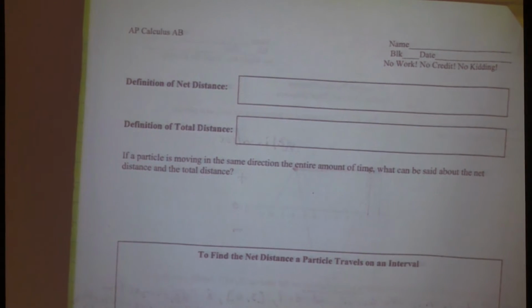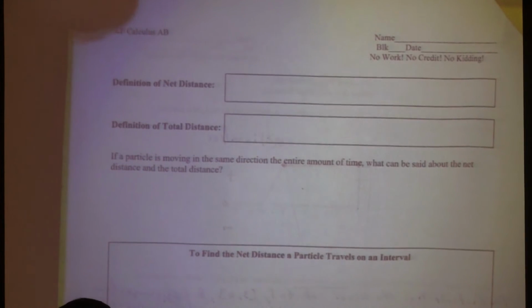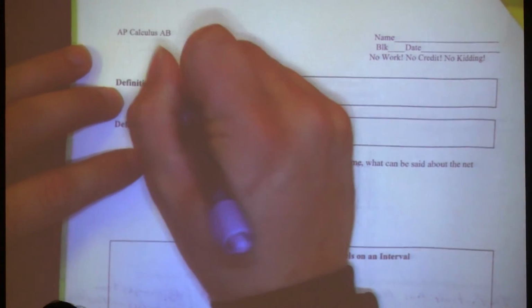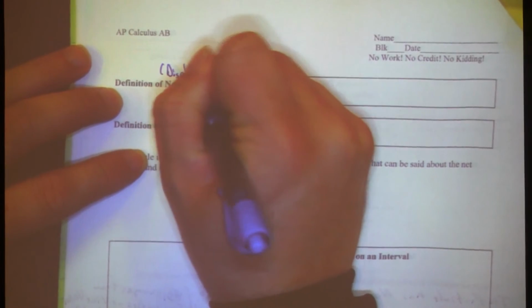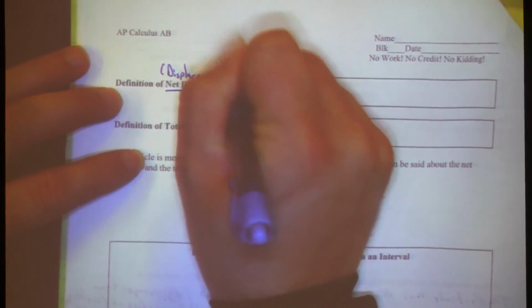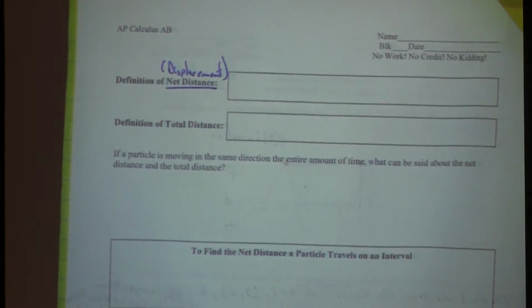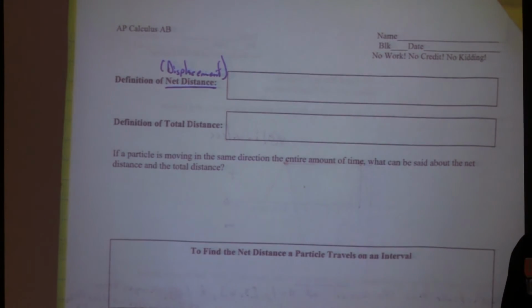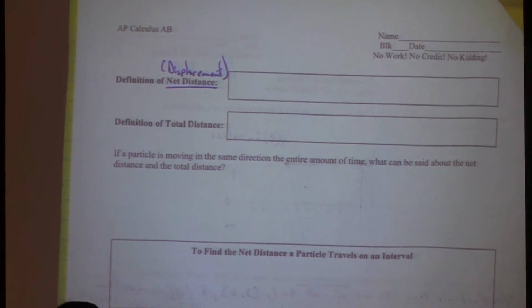Ready? Alright, so here's the new stuff. Definition of net distance and definition of total distance. What do we say another word for net distance was? Displacement, okay? That's how they're gonna ask it on the AP test, but they could say net distance, so just be careful. Don't freak out if they use it.